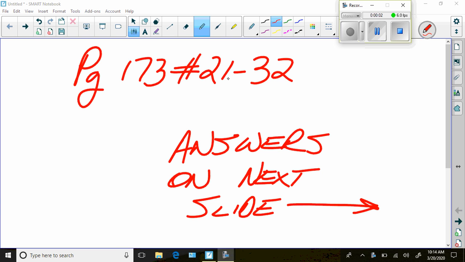Hello, pre-calculus. Here are the problems as promised, page 173, the bottom of page 173. We made it through the week here, just doing basic algebra stuff. Hopefully you guys are getting all of this.